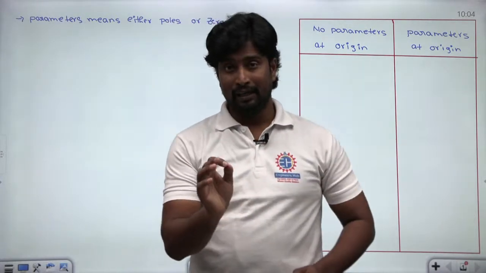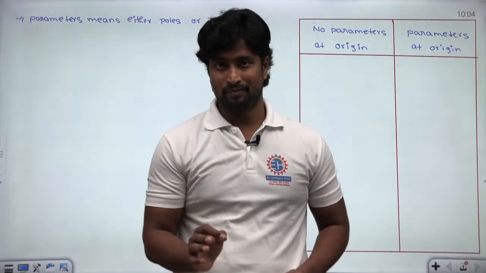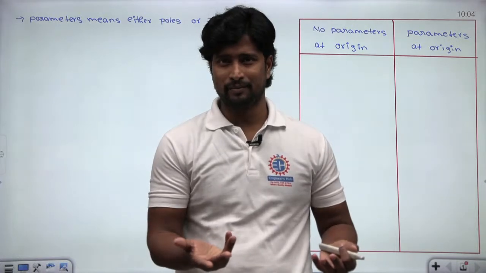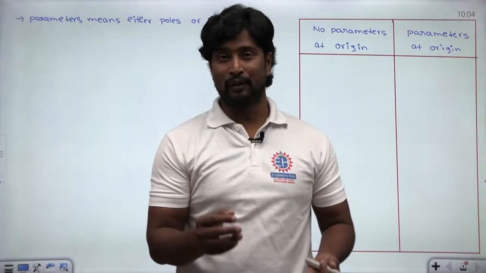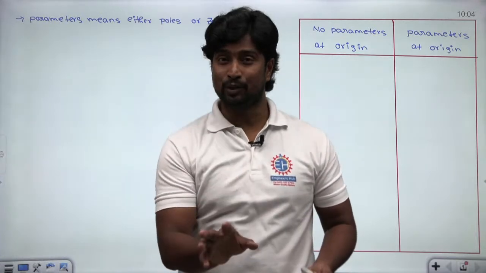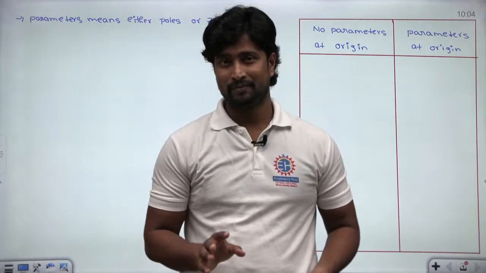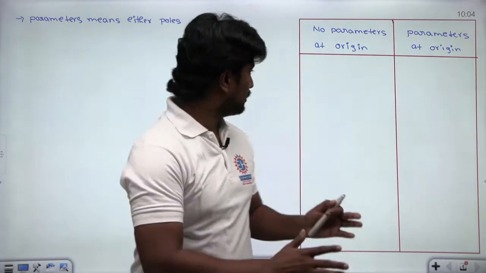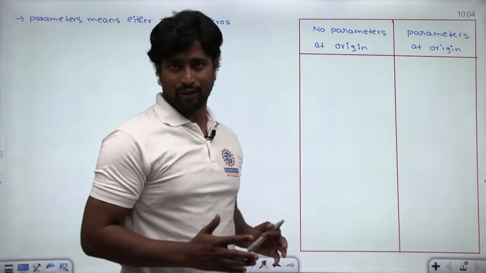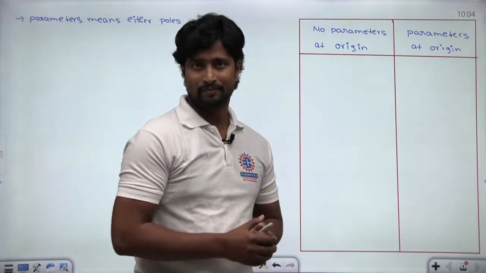For example, (s+1)/(s+2). Check once: no pole at origin, no zero at origin. (s+1)/(s(s+2)). Check once: 1 pole at origin. Otherwise, s(s+1)/(s+2): 1 zero at origin. Are you clear? So this is the main view: no parameter at origin and parameter at origin. I hope you understood well.